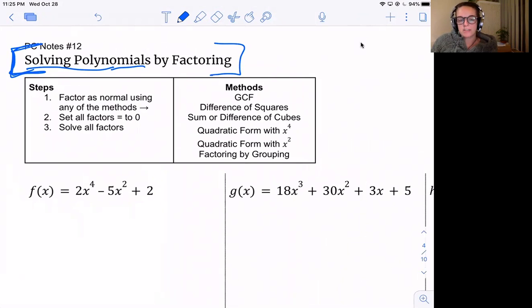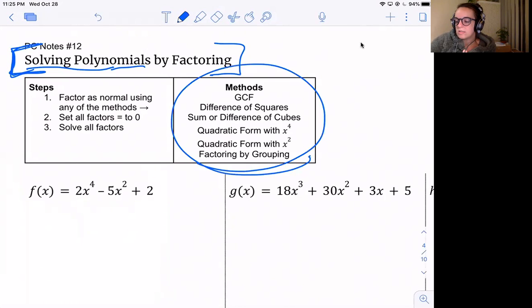So we're going to factor as normal using any of the methods that are there. We have GCF, difference of squares, sum or difference of cubes, the quadratic form when it has x to the fourth, and the quadratic form when it has x squared. And then we have factoring by grouping. So we're going to use any of these methods.